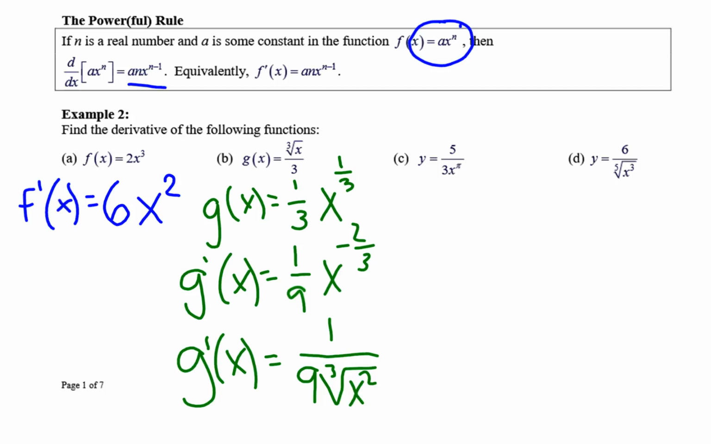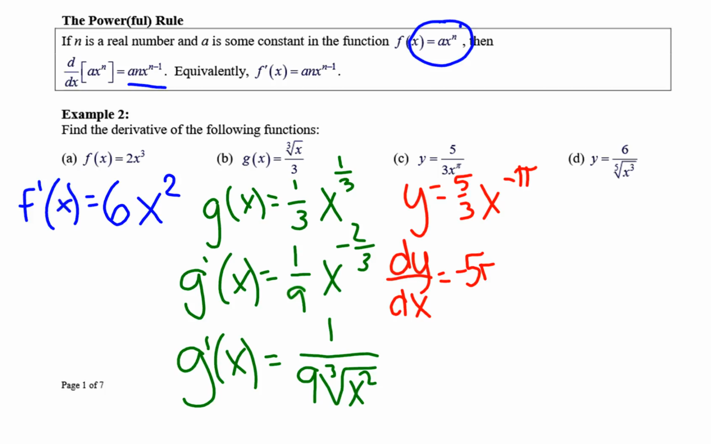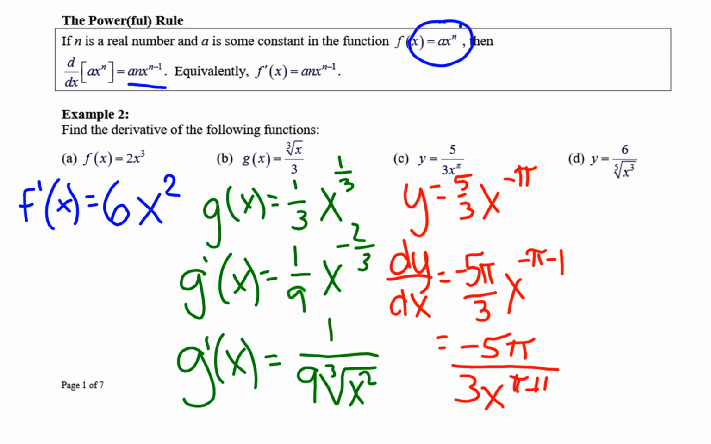Okay, same thing with this. If you rewrite it, it might make it a little bit easier. We have 5/3 x to the negative pi. So dy/dx, the derivative of y with respect to x, would be negative 5 pi over 3 x to the negative pi minus 1. Looks ugly, but it's not so bad. And then again, you can rewrite that as a fraction if you want. That would be negative 5 pi over 3 x to the, if we take a negative out, we get pi plus 1. Or you could just leave it in that original form.